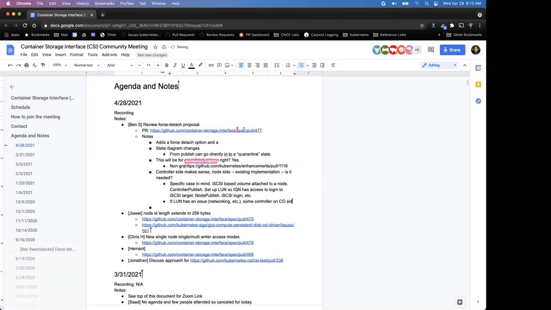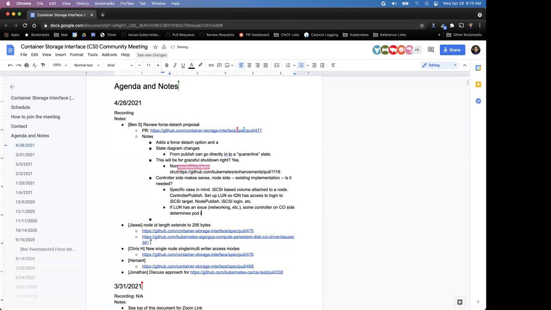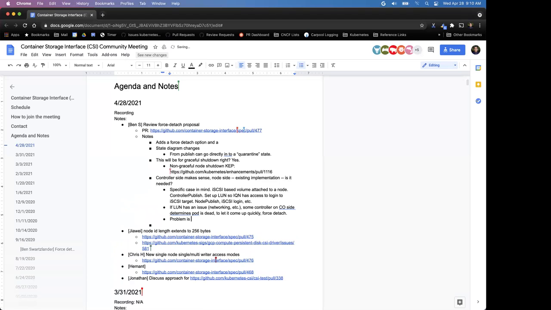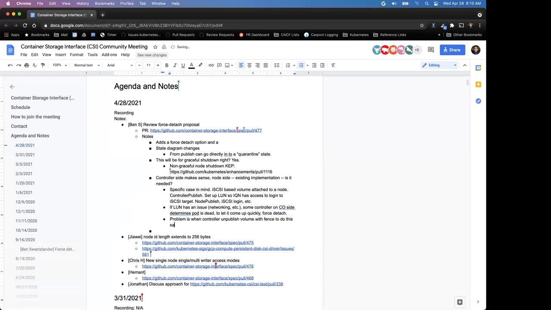dead, and that in order to ensure that it comes up quickly, we need to force detach that volume from that node and attach it to a different node and bring it up there, and then wait and see if this node ever comes back, maybe after an administrator does something, or maybe after the transient error fails. The problem is, what a controller unpublish volume with the fence flag would need to do this safely is ensure that the iSCSI initiator on that node definitely couldn't perform IO on that LUN anymore, so that when another node started accessing it, they would know they would be the only user of that LUN, and there wouldn't be any data corruption coming from a different node.